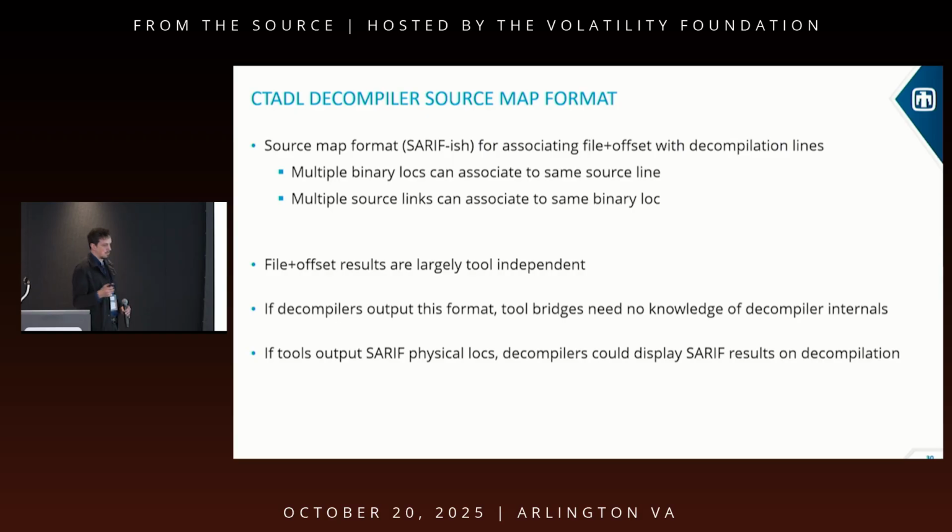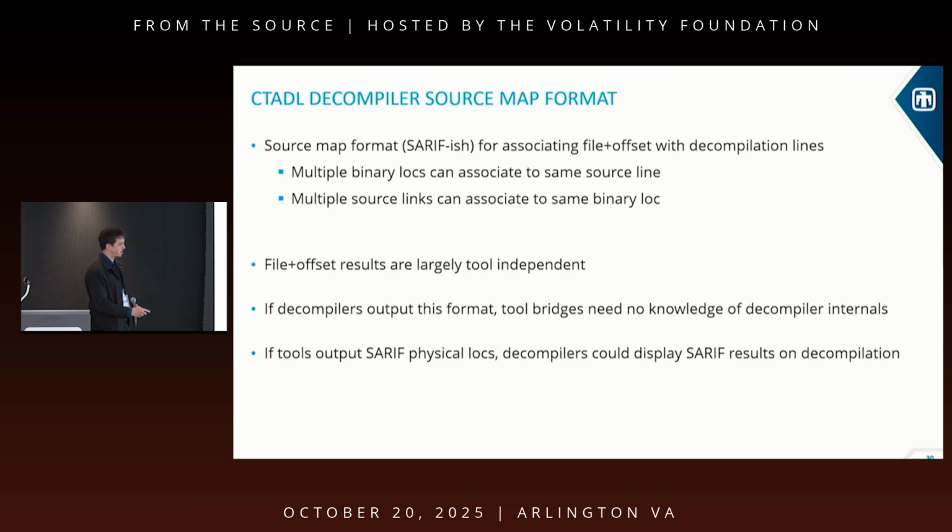You can use it to associate multiple binary lines with a given source line, and vice versa, which is both things which happen in decompilation. So as a decompiler, if you kept this map format inside your decompiler, you would be able to ingest results on a binary and map them to some kind of visualization in your decompiler, which I think would be very, very useful, and is something that we would like to work with the JADX team to develop.